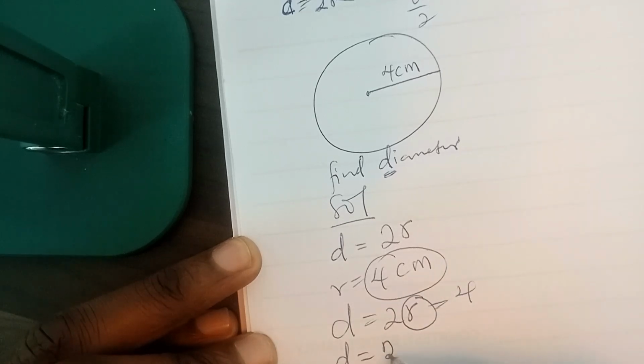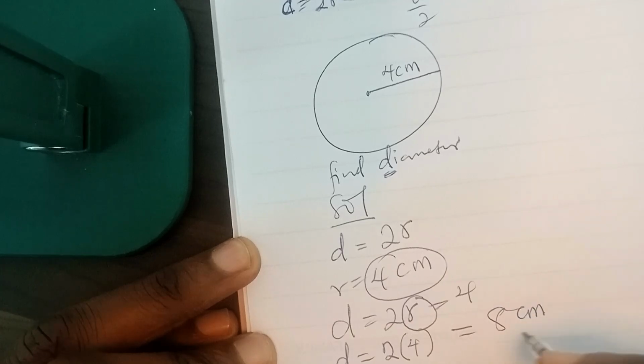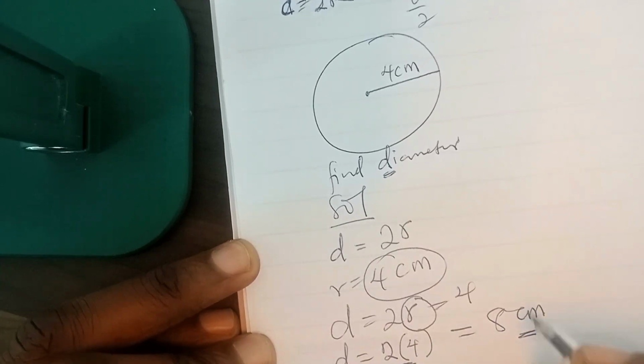So we replace the r with 4. In other words, we have 2 multiplied by 4, which is the radius. So this will give us 8 centimeters.